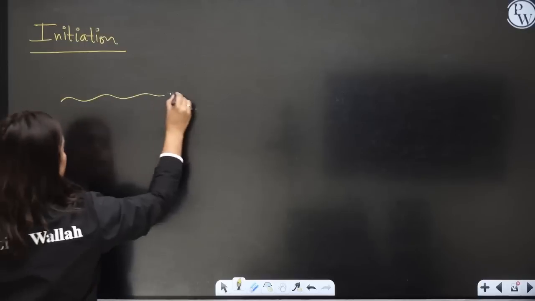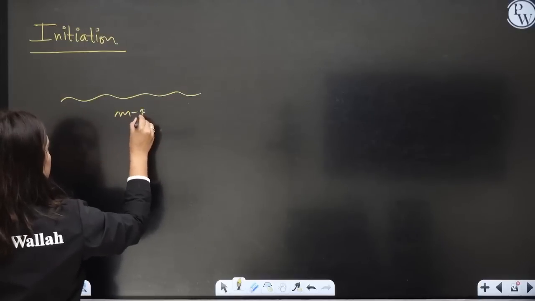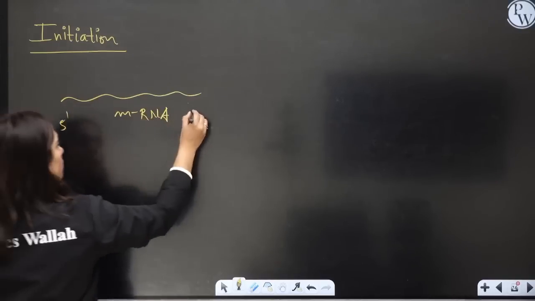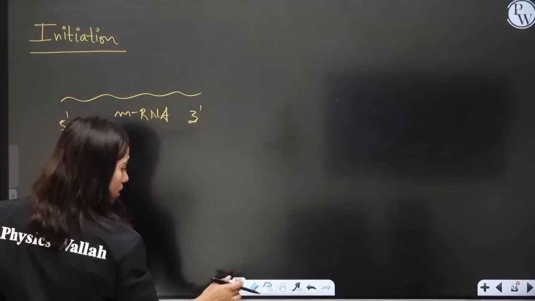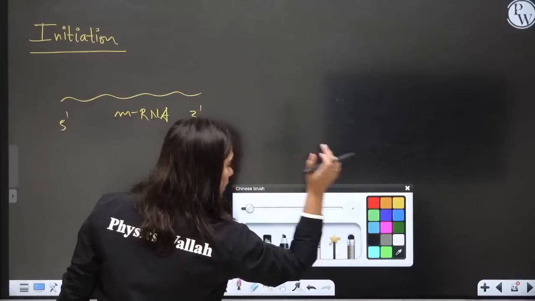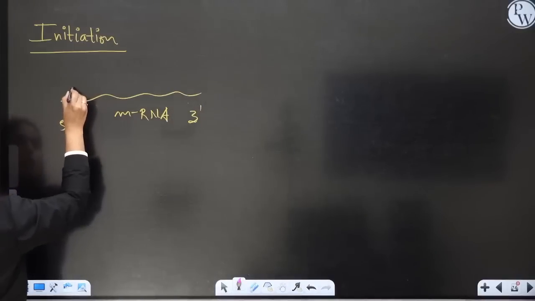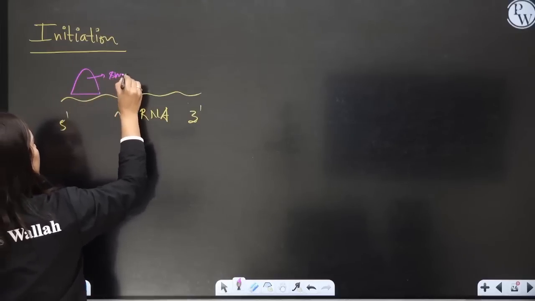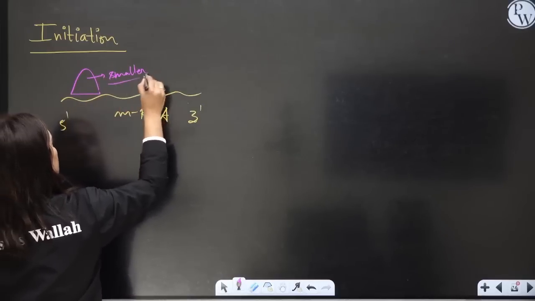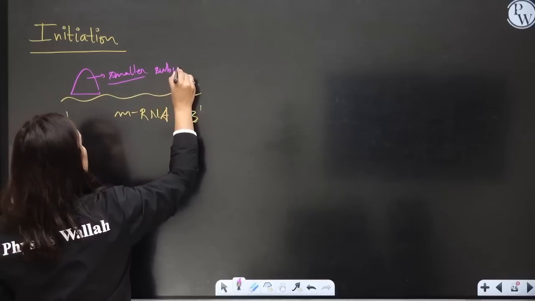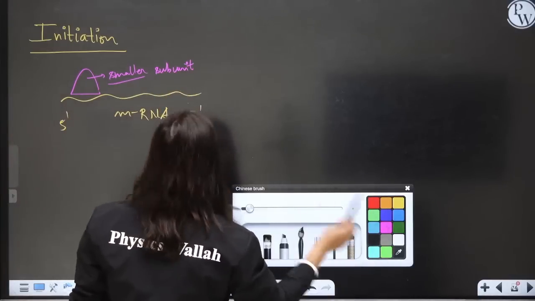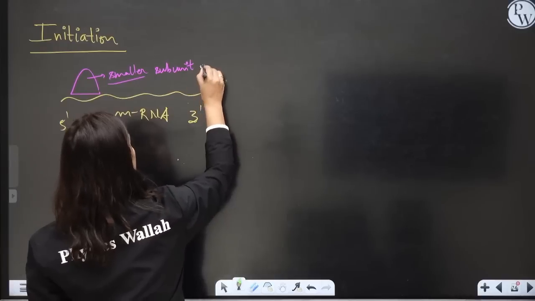This is the mRNA. On the mRNA, first of all, the smaller subunit of the ribosome will bind. In prokaryotes, this smaller subunit of the ribosome will be 30S, and in eukaryotes, it would be 40S. So the smaller subunit of the ribosome will come and bind here.